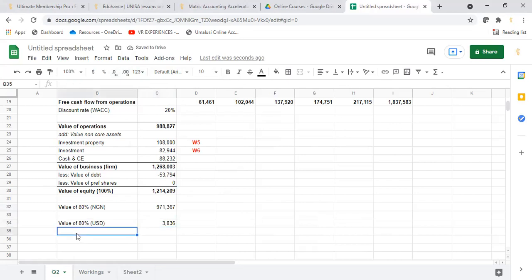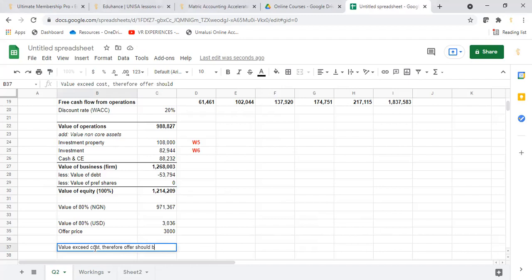Okay, offer price is equal to 3 million. 1, 2, 3, I'm going to divide it by 1,000 because that's in the rand thousands. So there we can see value exceeds cost, therefore the offer should be accepted by Selena. Okay, so that's basically how I would have done it.